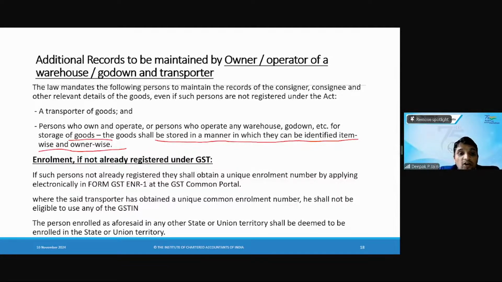Now, if such persons are not registered, they shall obtain a unique enrollment number. If registered, you will get a GST number, but owners and operators who are not registered will get a unique enrollment number by applying electronically in Form GST ENR-01. On the GST common portal, GST registration REG-01 is for a normal person, and for this operator, ENR-01 enrollment has to be filed. Where the said transporter has obtained a unique common enrollment number, he shall not be eligible to use any GSTIN. If the transporter uses an enrollment number, then he will not get a GST number. Then the person enrolled as aforesaid in any other state shall be deemed to be enrolled in the state.